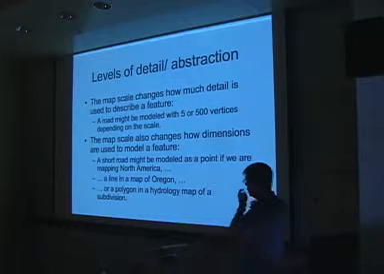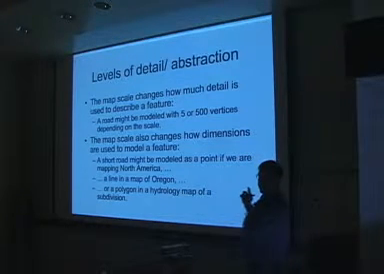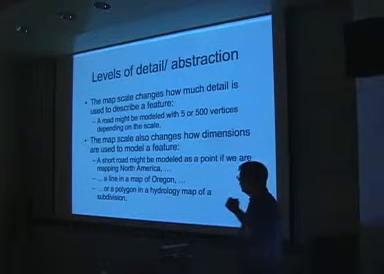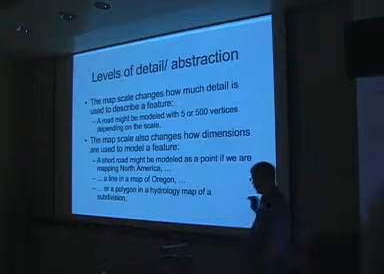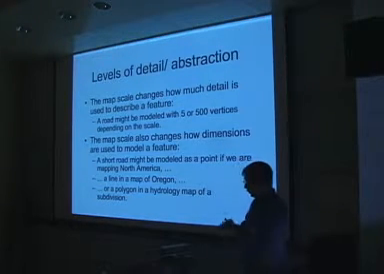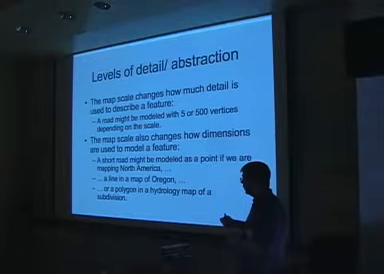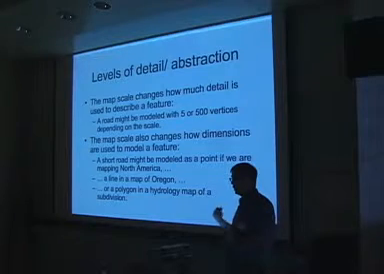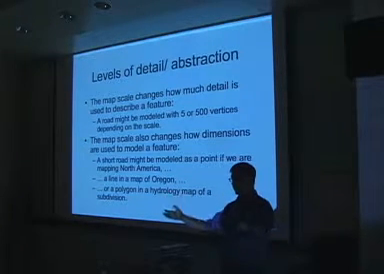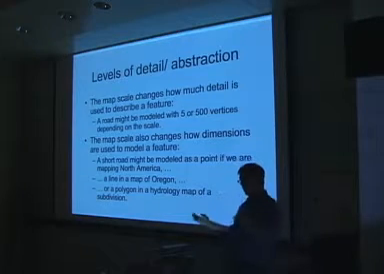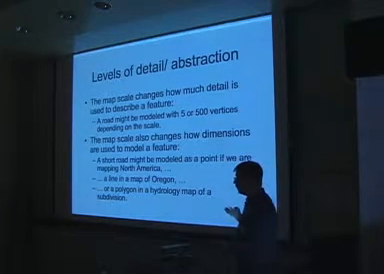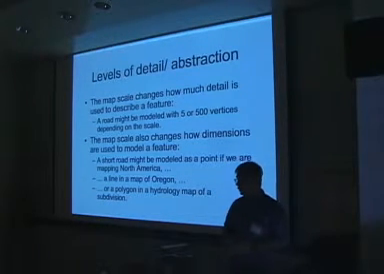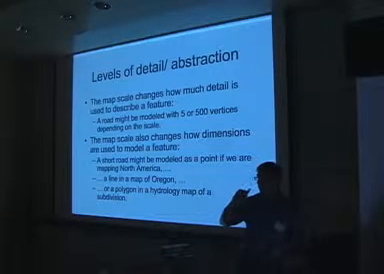The map scale also changes how dimensions, not just detail, are used to model a feature. A short road, 4 miles long, could be modeled as a point in a map of North America. In a map of Oregon, it'd probably be modeled as a line with no extent on either side. If it's a subdivision and you're doing the water and the dirt, you need to know exactly how wide that road is, so it becomes a polygon. There is no right or wrong way to model a feature; it depends on your application. Questions?